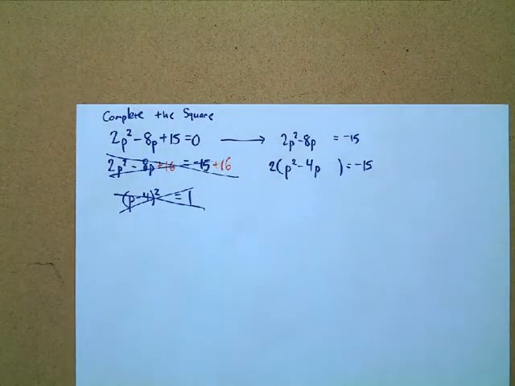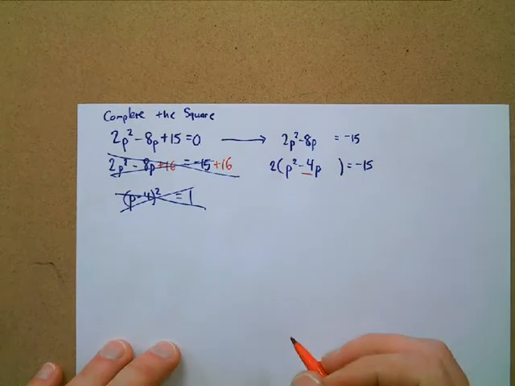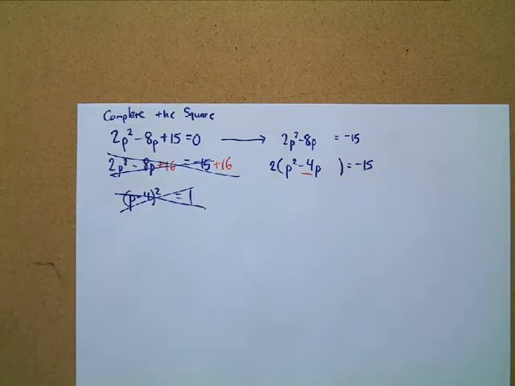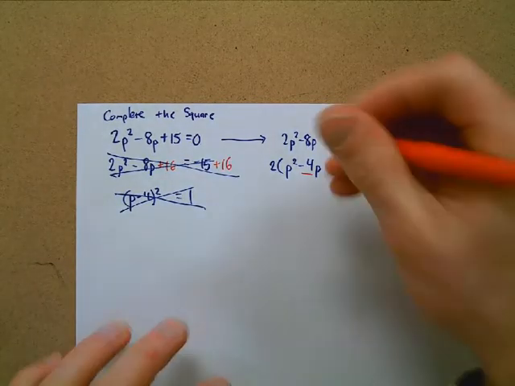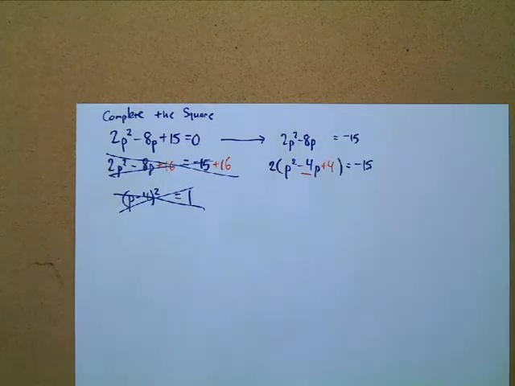And if you factor this thing now, we still have the 2 out front, and then p squared minus 4p plus 4 factors to p minus 2 quantity squared, right? That's what that would be. You have a minus 4p for the middle term, and then plus 4 at the end.